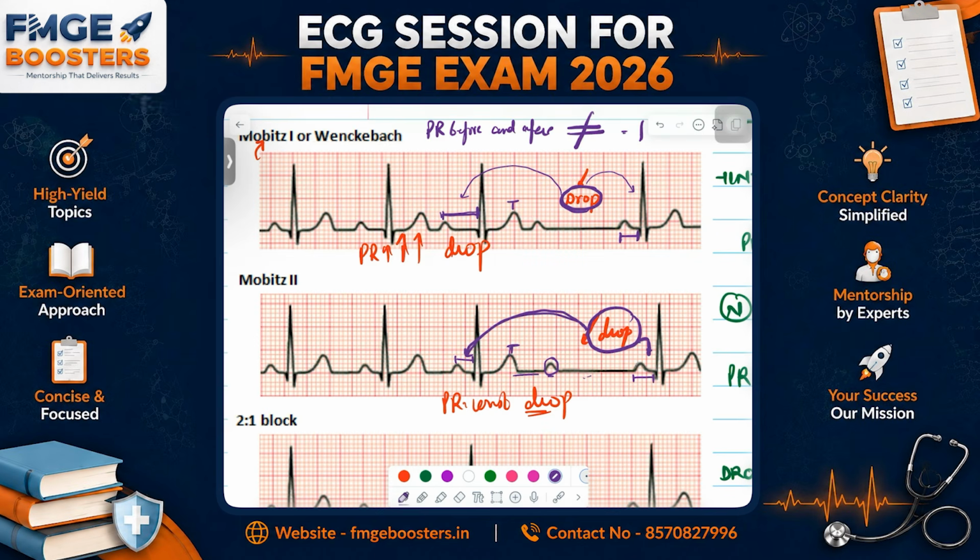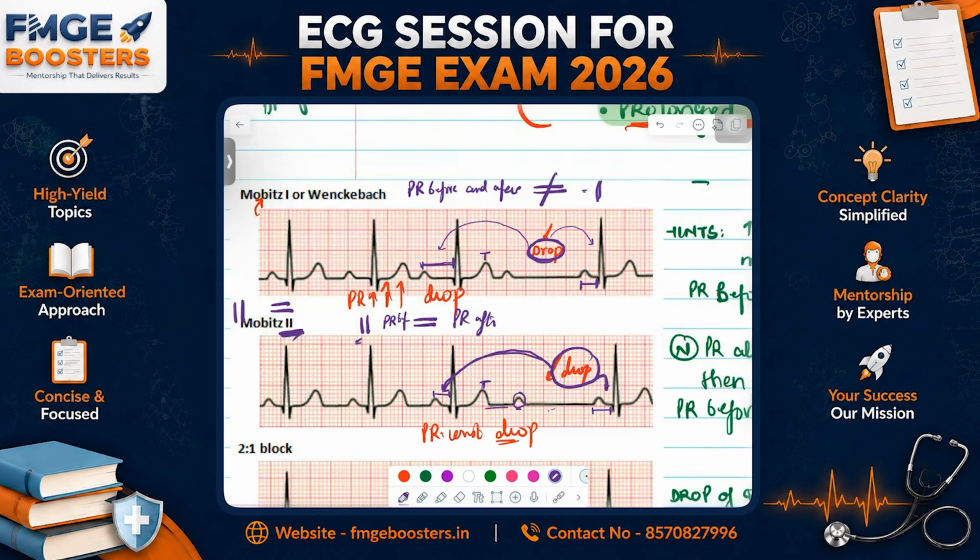Now how you have to remember Mobitz type 2. Turn this 2 on its side, like an equals sign. It is equal, right? PR before is equal to PR after. So the 2 one will be equal. Just remember, type 2 will be equal, and that's it, you will never forget. Whereas type 1 is always unequal. Single, so it is unequal.